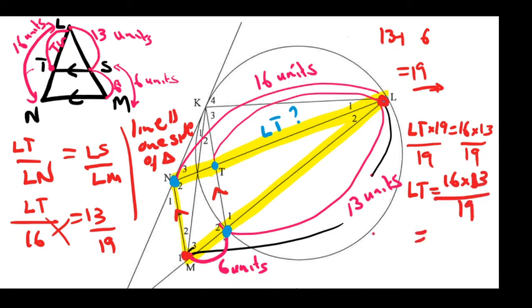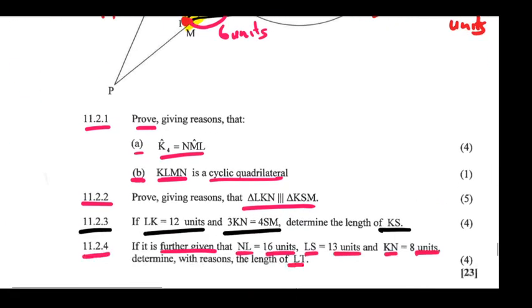So our LT is supposed to give you something like 10.947 units. So this is our final answer for this problem here, which is LT being equal to 10.947 units. Yes, and now we're done with this question here.